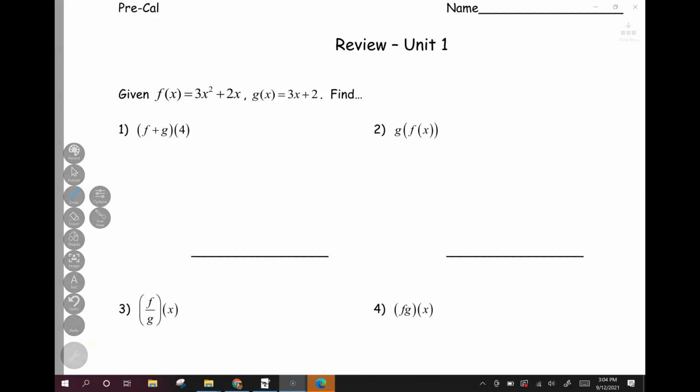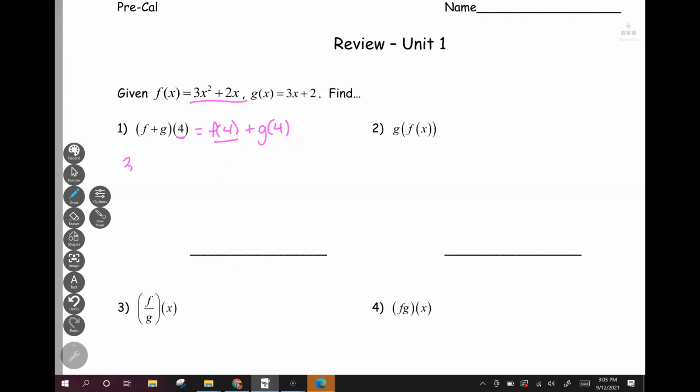Hey guys, this is going to be the Unit 1 review video. So on number 1, we're asked to add f of g together with 4 plugged in for x. So you're literally doing f of 4 plus g of 4. Remember, f of 4 just means take the function f and replace each of the x's with a 4.